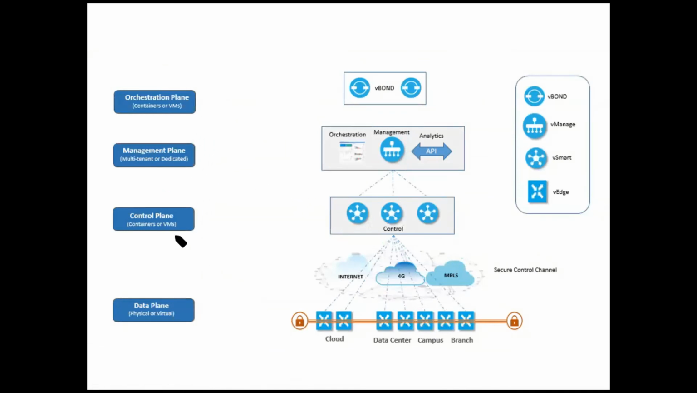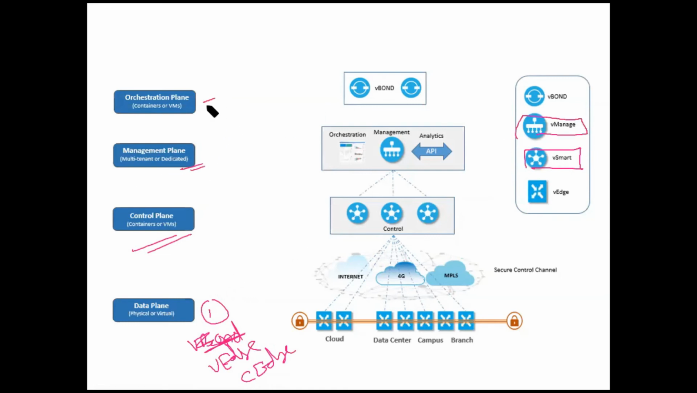So we have a total of four. One is the data plane. In the data plane, we will have the VH or maybe CH. In the control plane, we have the vSmart. Then in the management plane, we have the vManage. Then the orchestration plane, which has the vBond, is something like your glue.